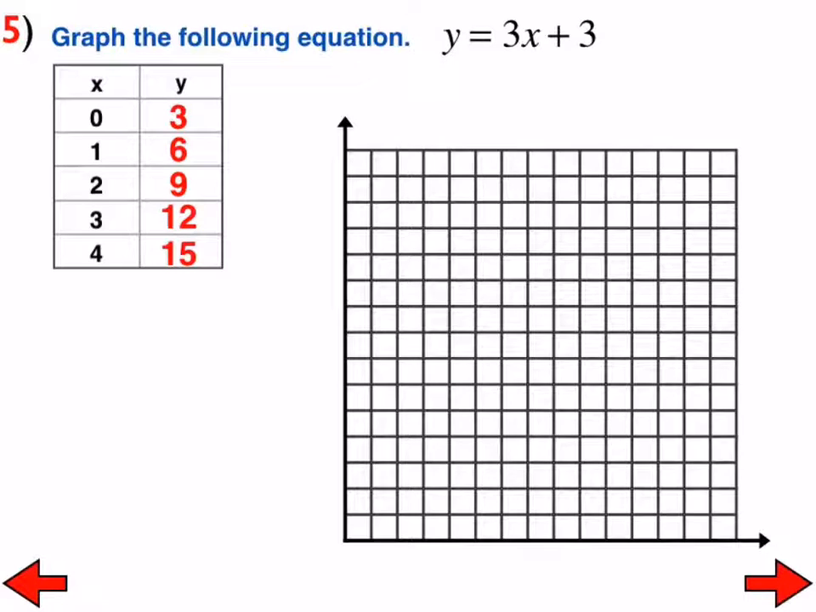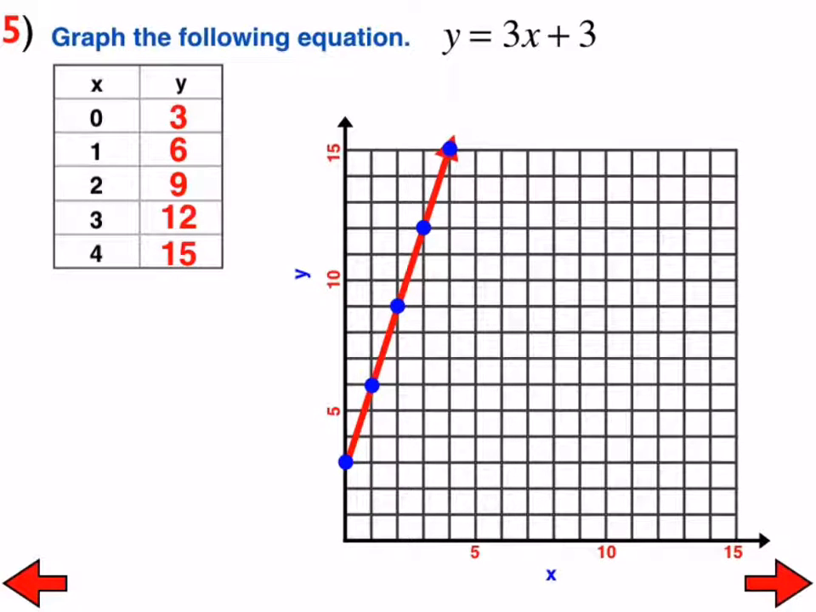Okay, so here's what this graph should look like. I'm going by 1s on both axes. And so we plot our ordered pairs (0, 3), (1, 6), (3, 12), (4, 15), and draw our line through. And I want to point out a couple of things here before I have you try the next one.